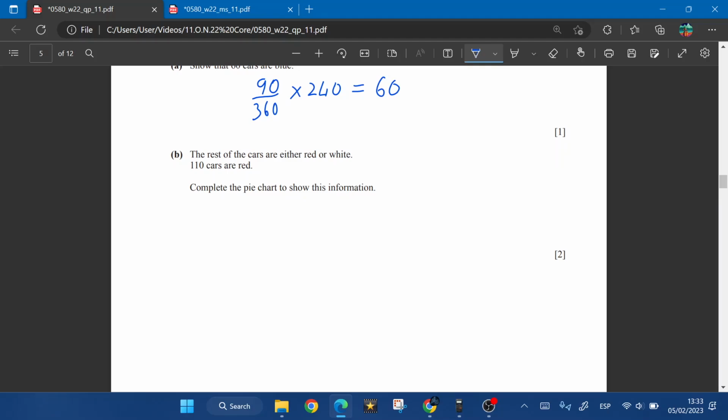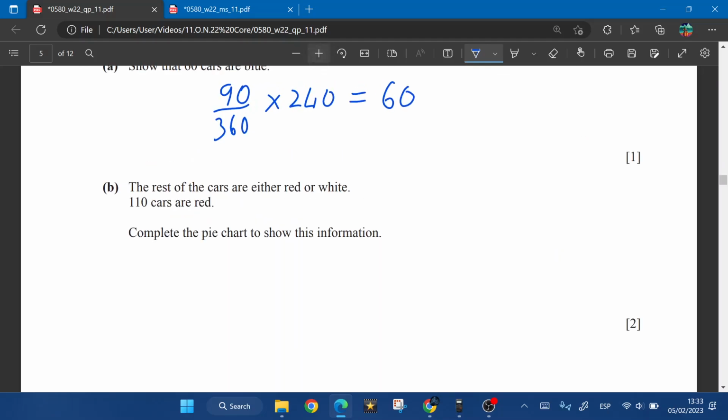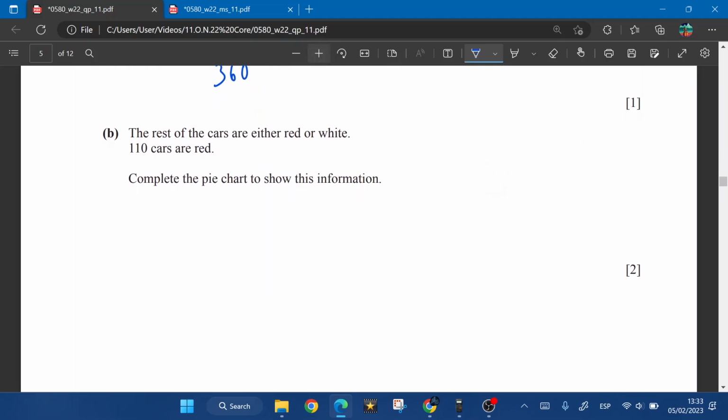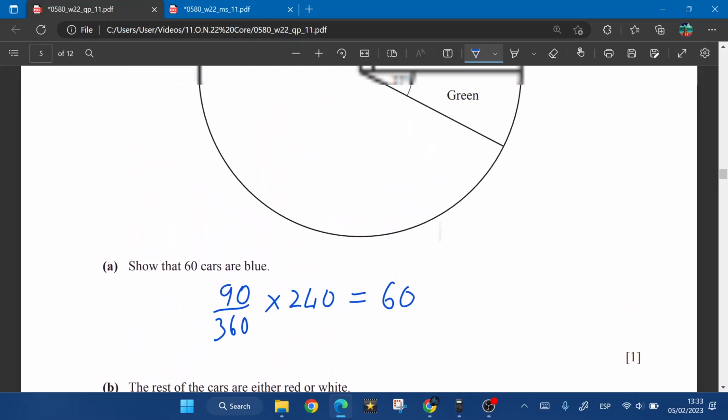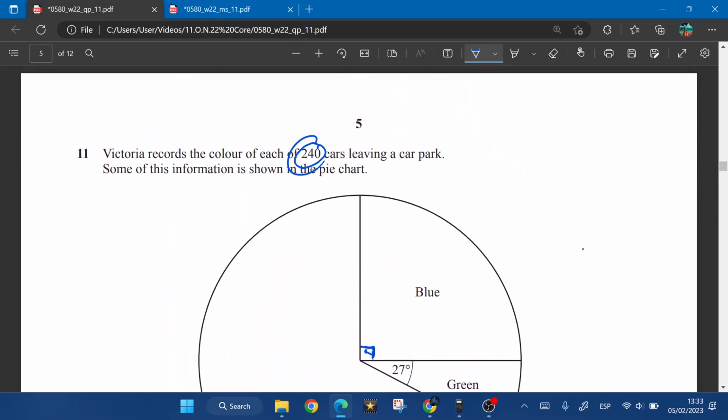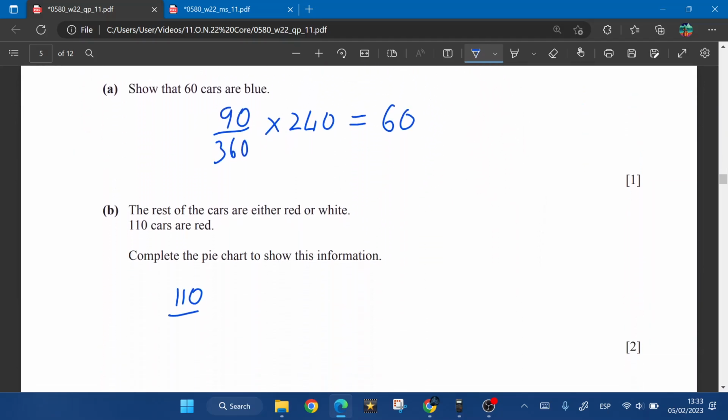Right, the rest of the cars are either red or white. 110 cars are red. Complete the pie chart to show this. Again, pie charts is just fractions. Okay, so 110 cars are red. 110 out of how many? How many cars are there? 240.